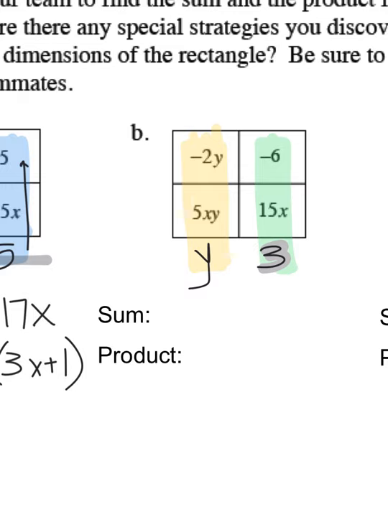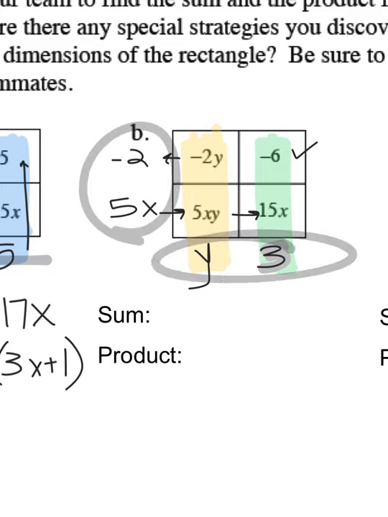And if I go the other direction, the y and the 3 can both have been multiplied by 5x. And if we multiply that, it will create each of these numbers. And then the y would need to have been multiplied by -2, and the 3 also multiplied by -2 would make -6. So to write it as a product, we list what we see on the outside of our dimensions. Y plus 3 multiplied by 5x minus 2.